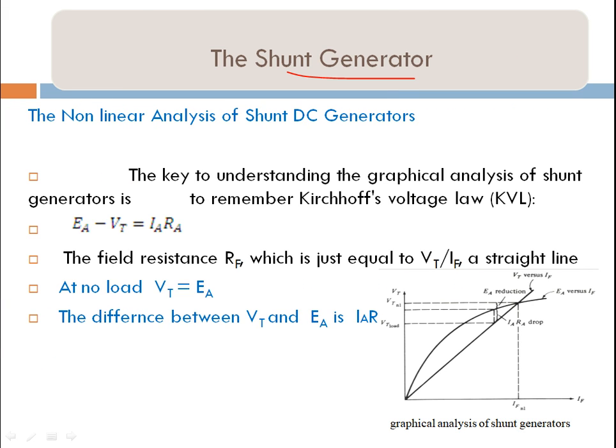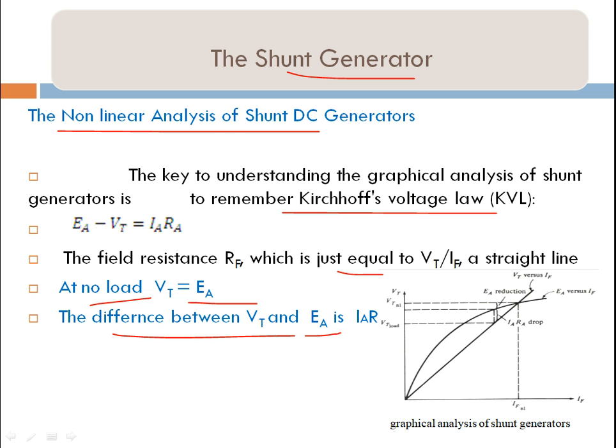Now the non-linear analysis of a shunt generator. The key to understanding the graphical analysis of a shunt generator is to remember Kirchhoff's voltage law. The field resistor R_F is just equal to V_T by I_F, a straight line. At no load, V_T equals E_A, and the difference between V_T and E_A is I_A R_A.